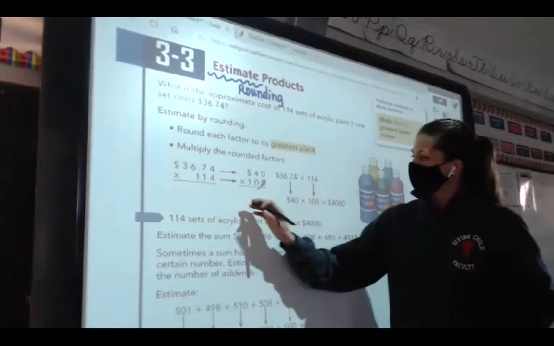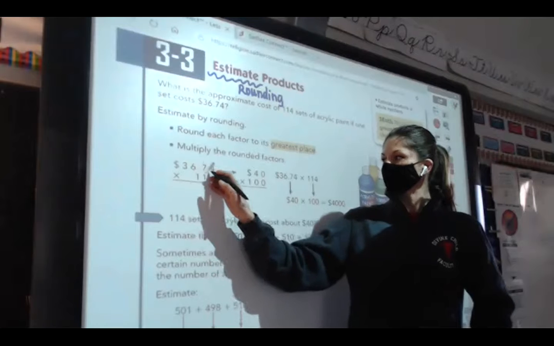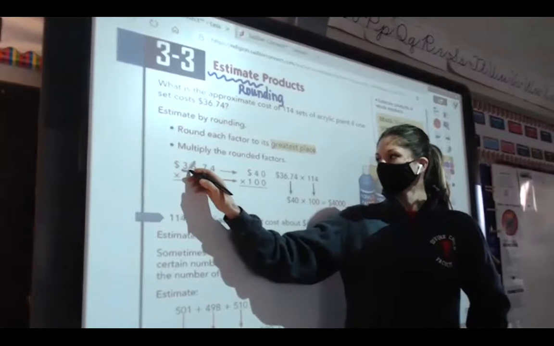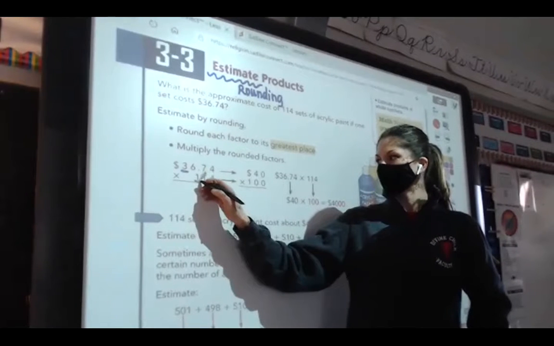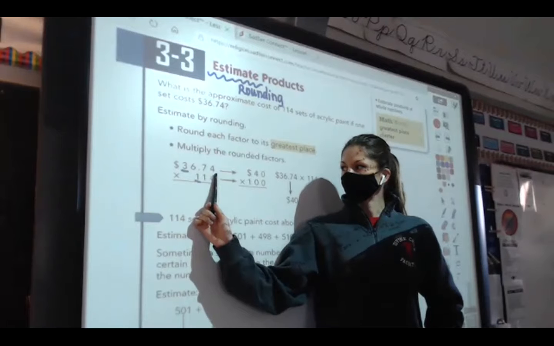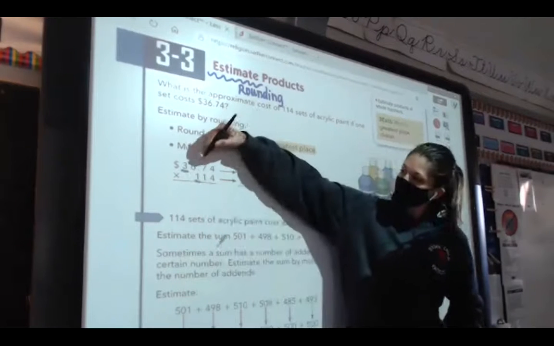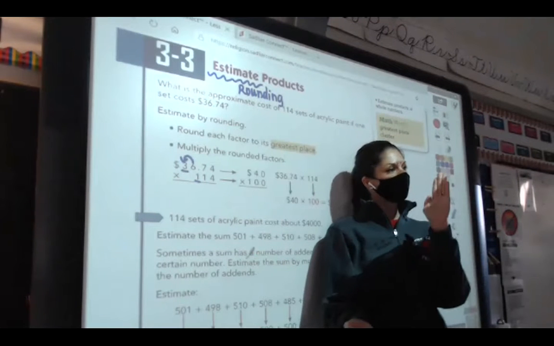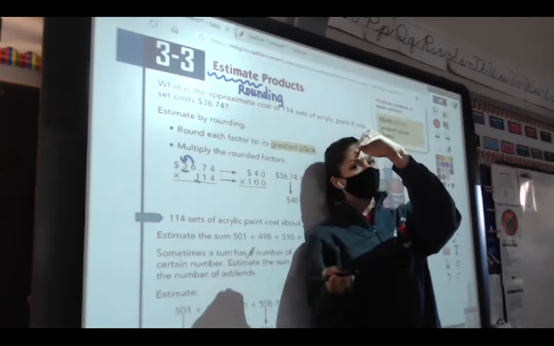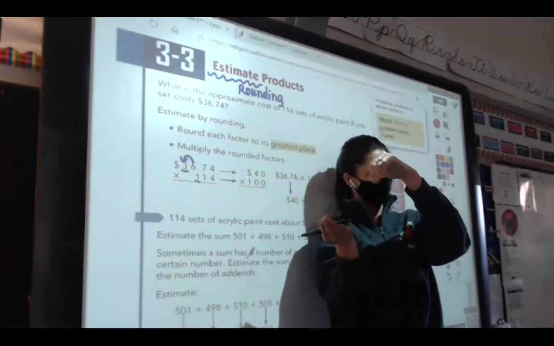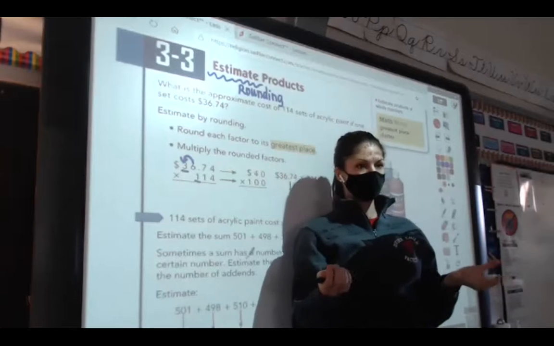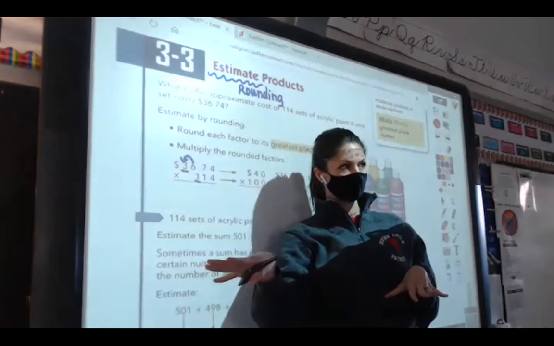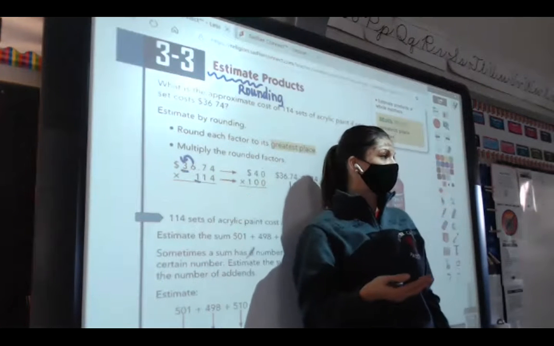For this first example, I see $36.74 times 114. I'm going to call attention to the greatest place value in each of those numbers. So for this number, 3674, in order to round it, I'm going to just look to the digit next door, right? Do you remember when we drew the arrows to the digit next door? And we would say, would that digit next door, who's super bossy, would he make the 3 go up or stay the same? What would happen to the 3? It would go up, right? Because 5 or more, let it soar. 4 or less, let it rest. So that $36.74 actually becomes just $40.